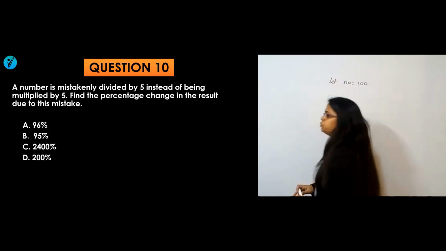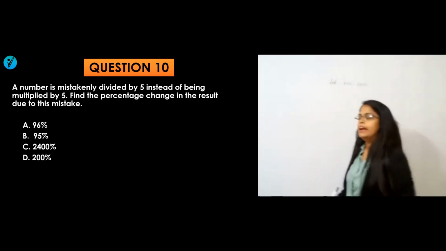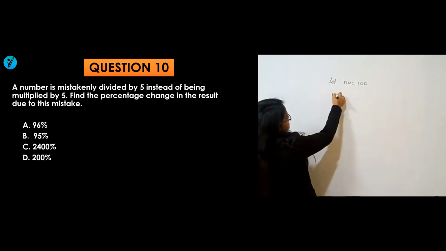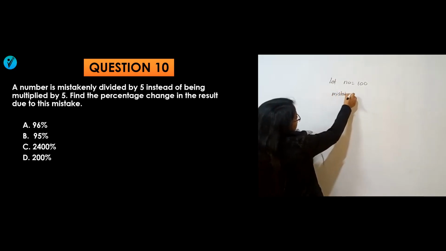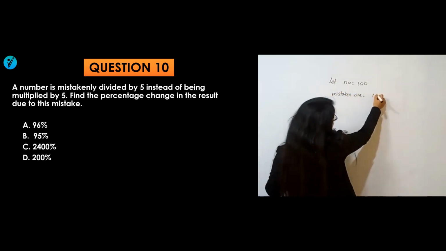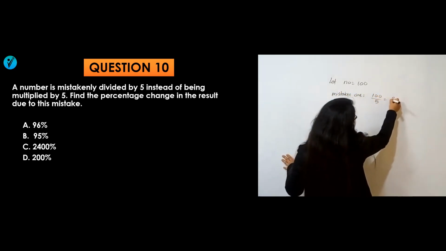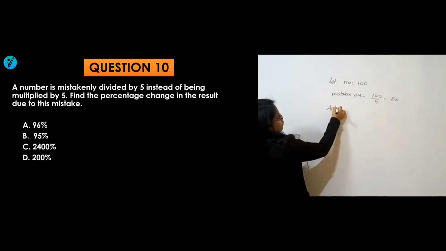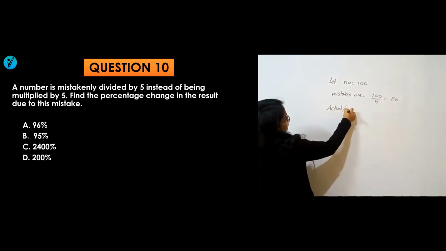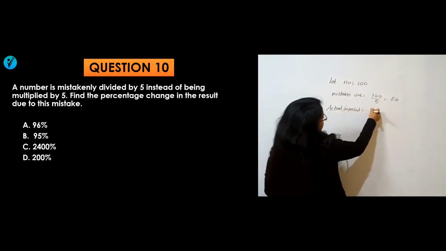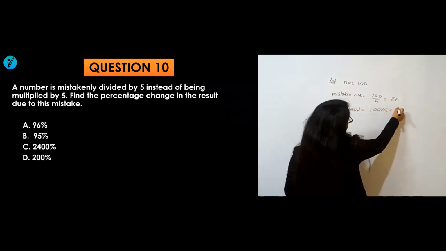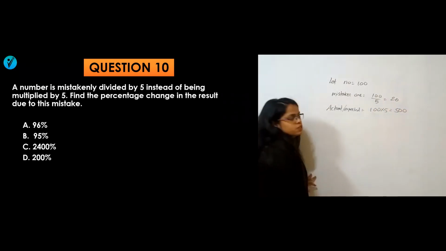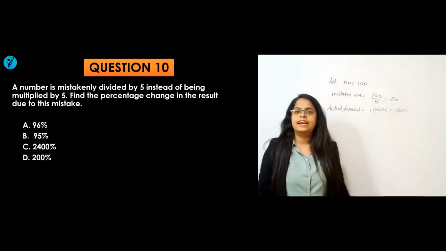So, what we have to do? Number is mistakenly divided by 5. That means mistaken answer will be equals to what? Mistaken answer will be 100 divided by 5. That means 20. And what was the actual answer? What was the actual or expected? You can say the actual or expected was multiplied by 5. That means 500. So by what percentage it has been changed?